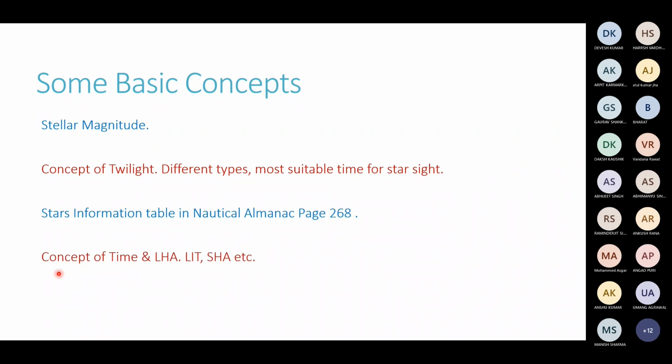We also need to be familiar with the concept of time and LHA. LHA is the local hour angle of the celestial body. We also need the concept of LIT, which is longitude in time, and the SHA, which is the sidereal hour angle of the star. We will go into these concepts, understand them, refresh them in our mind, and then proceed ahead with the working out of a star identification problem.